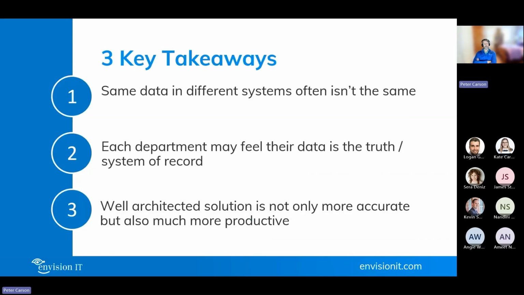Some key takeaways I'd like people to take from this. Often organizations have the same data in different systems, but often it isn't the same. There's this idea of system of record, and unfortunately, each department may feel that their own data is the truth or the system of record, and that's obviously not true if you've got it in multiple spots and they all think it's the master. That needs to be decided. And the reality is that often different departments own different parts of it.